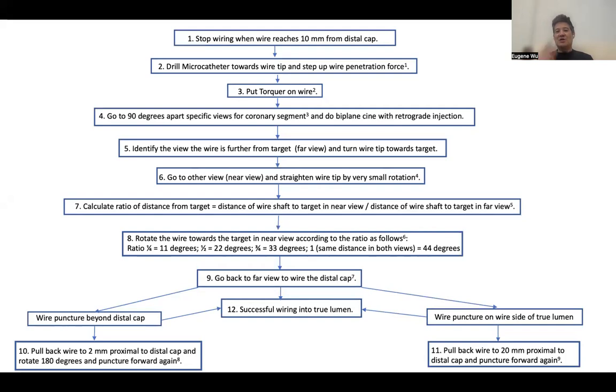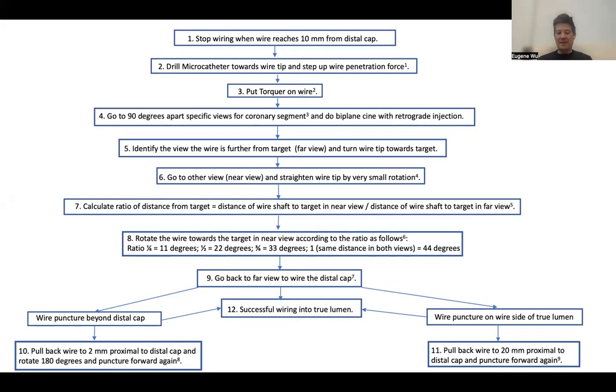Step number one, stop wiring when your wire reaches within 10 millimeters of the distal cap. Step number two, drill the microcatheter forward and step up to a high penetration force wire. Step number three, put a torque on the wire. Step number four, go to 90 degrees apart specific views for that coronary segment and do a biplane cine with retrograde injection, or two views if you have a single plane.